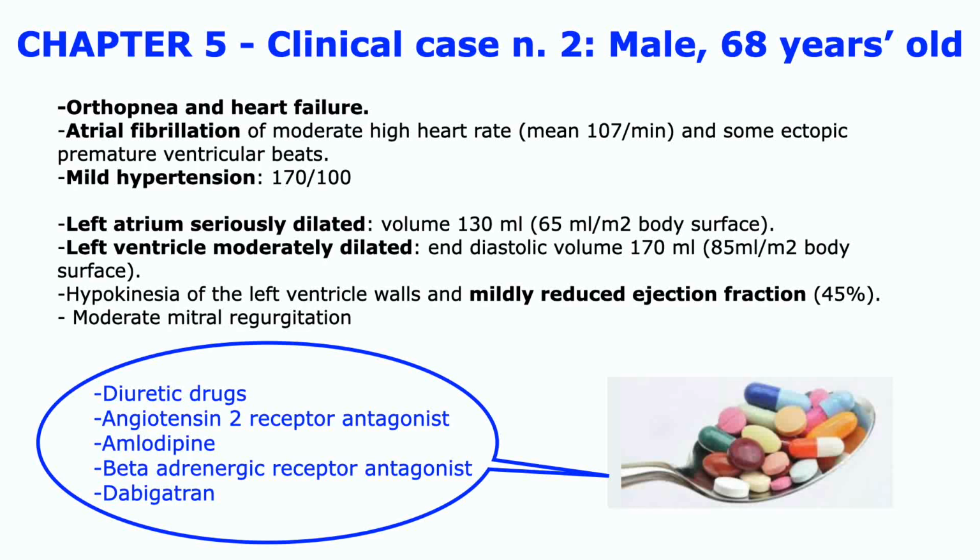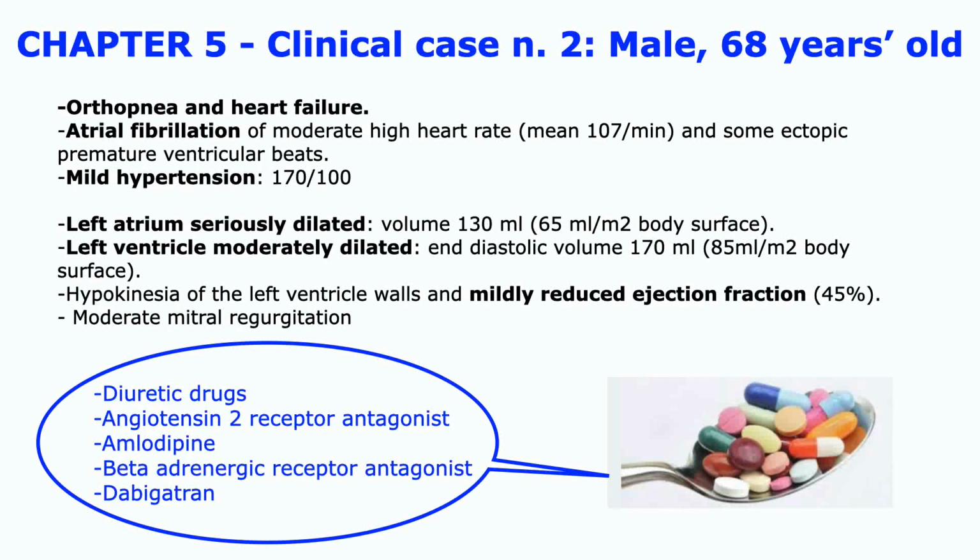Heart failure was treated with diuretic drugs, angiotensin II receptor antagonists and amlodipine as vasodilators, and 2.5 mg per day of the beta-adrenergic antagonist bisoprolol, which reduced the heart rate to 80-85 per minute by increasing the lasting of the refractory period of the atrioventricular node. Such heart rate reduction enabled a better refilling of both ventricles.